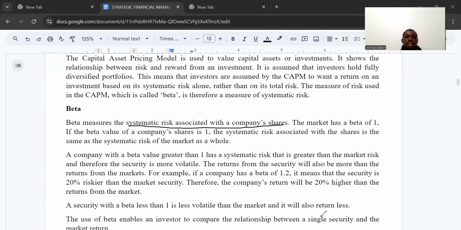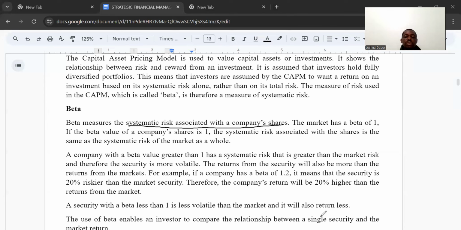A company with a beta value greater than 1 has a systematic risk that is greater than the risk of the markets, and therefore that company's security will be more volatile than the markets. When I'm using the word the markets, we are looking at the average from the markets. The return from a security will also be more than the return from the markets.